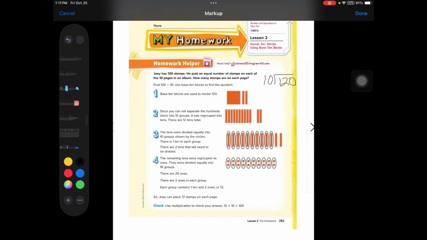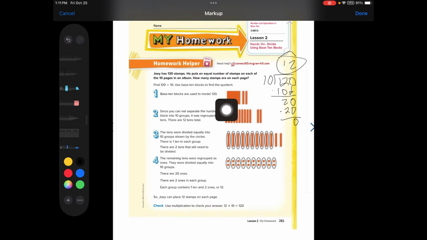10 will go into 12 one time. 1 times 10 is 10. Subtract, bring down the 0. 10 will go into 20 twice. 2 times 10 is 20. 0. So our answer is going to be 12. But we're going to show you what it looks like if you had blocks.